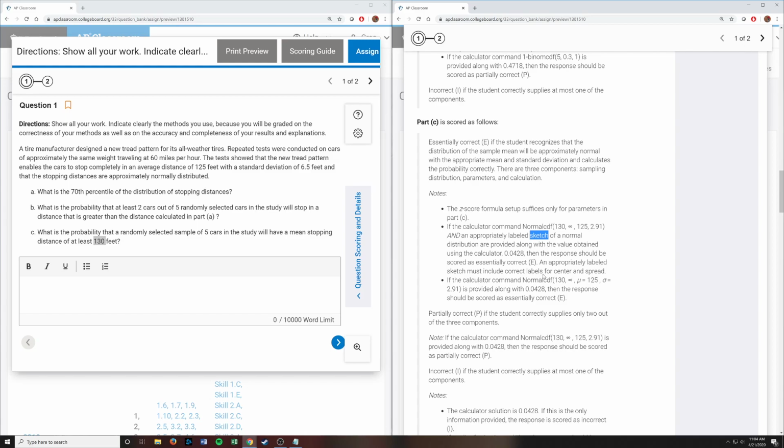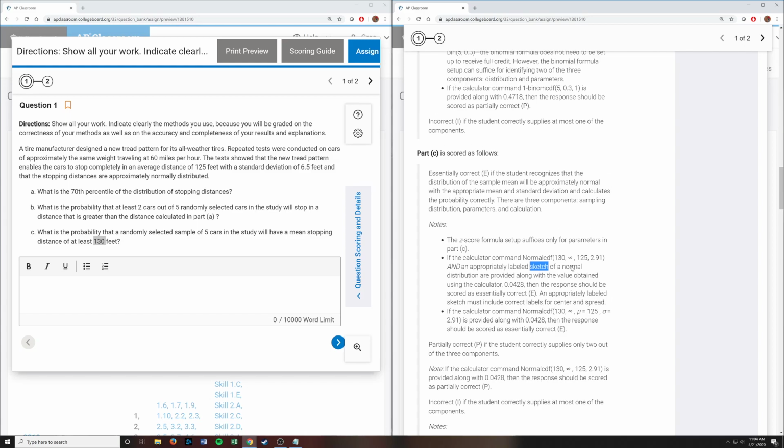And your sketch has to include labels for center and spread, so put the 125 in the middle and go out by 2.91 for each of your standard deviations on the sides. But again, if you put in normal CDF, but with the mean and standard deviation notation in there, the mean is 125 and the standard deviation is 2.91. All you need is that in the answer.